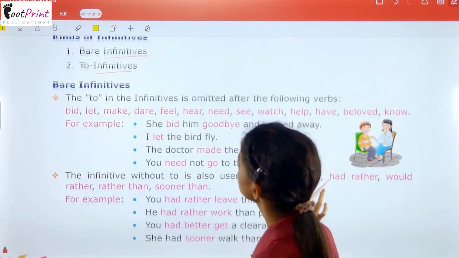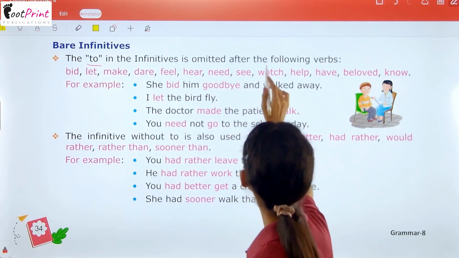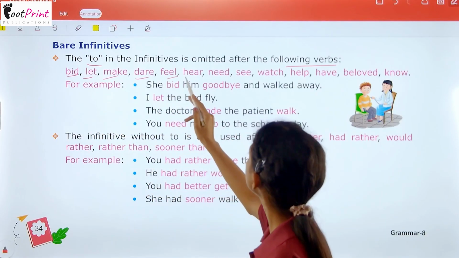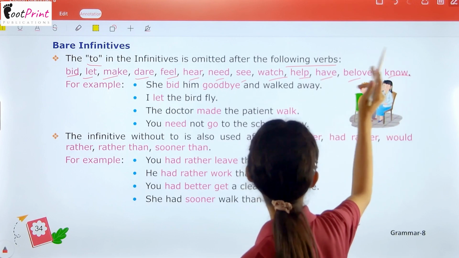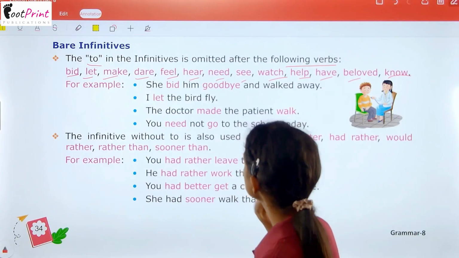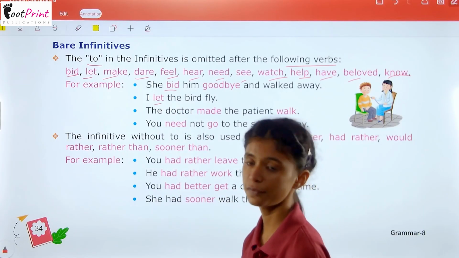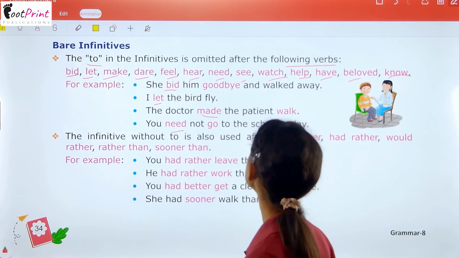What are these? First, the bare infinitives. The to in the infinitive is omitted after the following verbs: bid, let, make, dare, feel, hear, need, see, watch, help, have, behold, know. So with these, to is omitted. She bid him goodbye and walked away. I let the bird fly. The doctor made the patient walk. You need not go to school today.